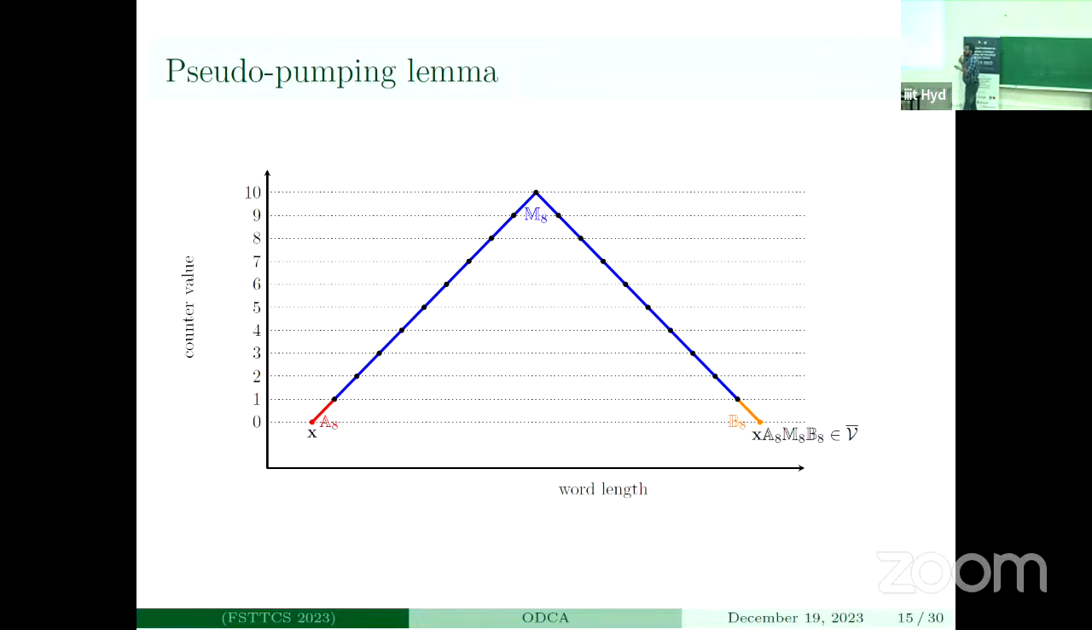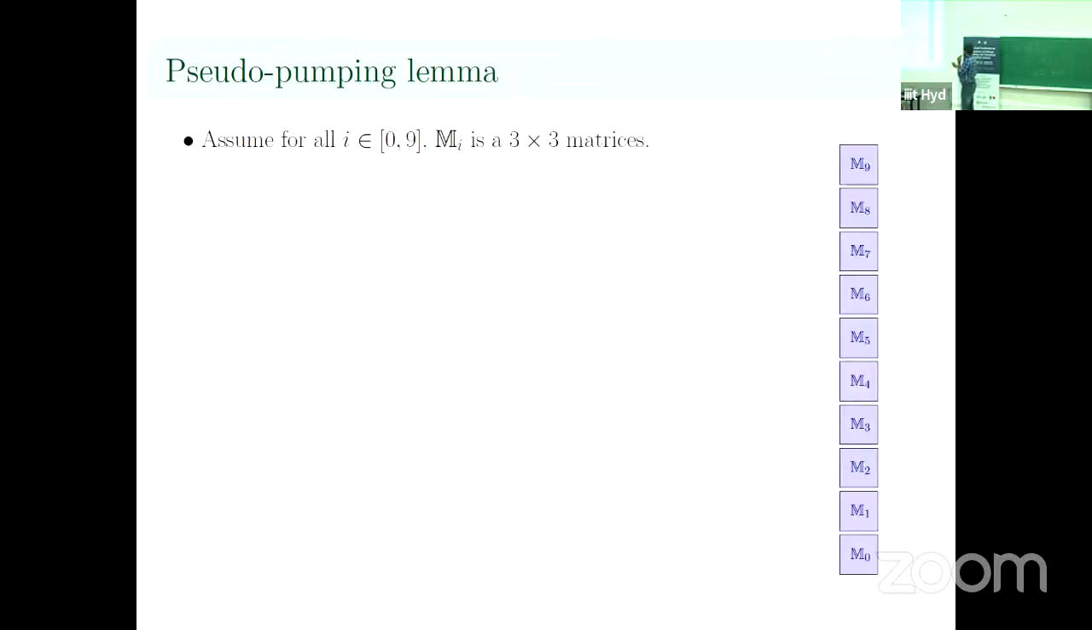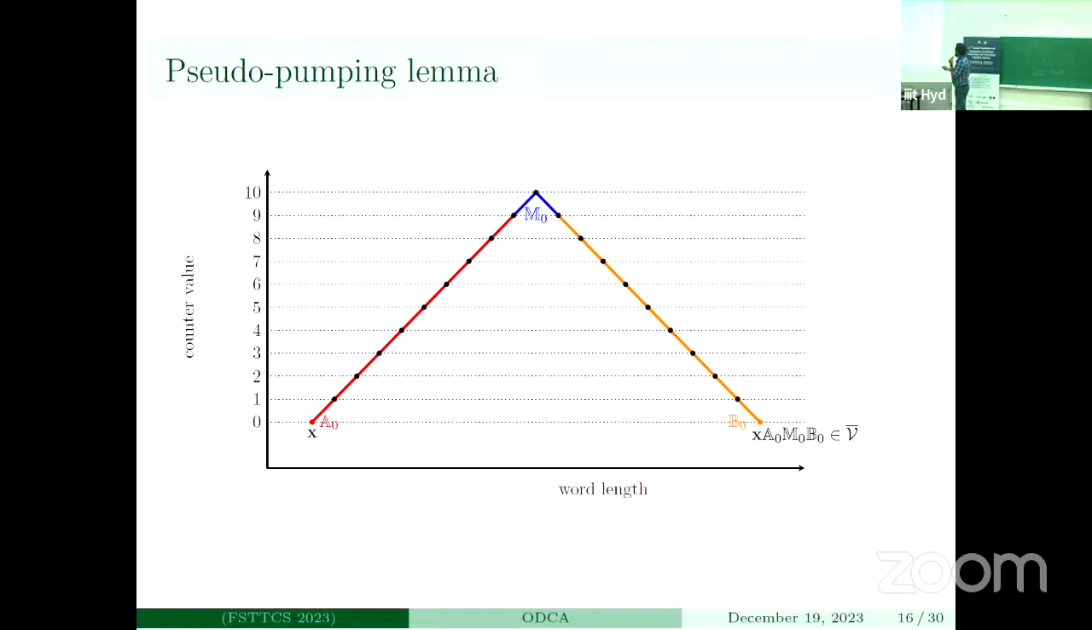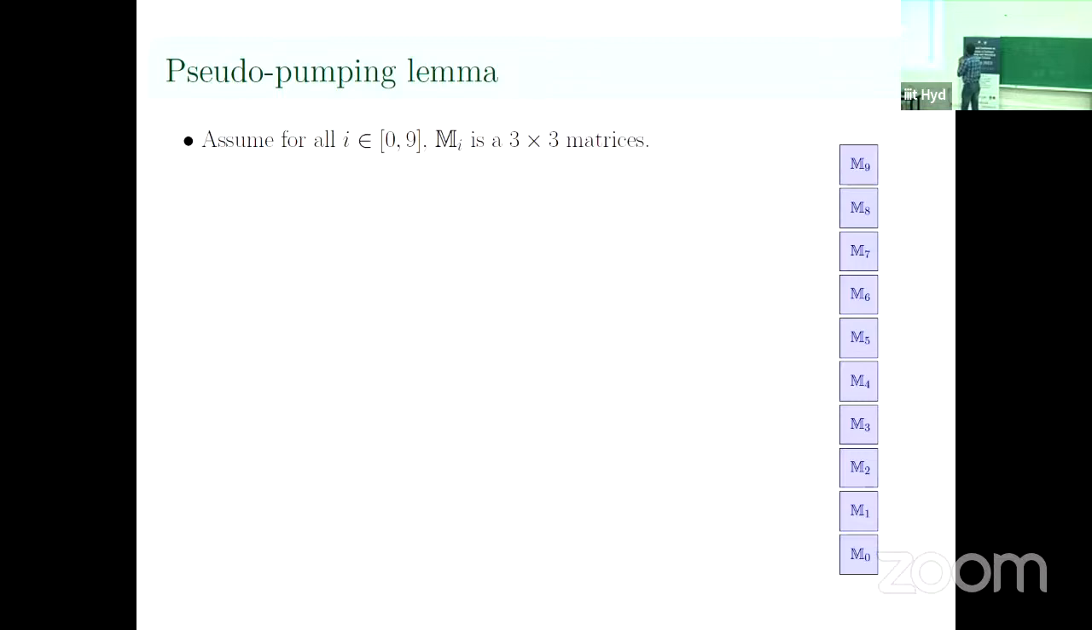So essentially, it's the same multiplication taken in a different order. So I repeatedly do this. I have A7 here: X times A7 times M7 times B7 is in V bar. X A6 M6 B6 is in V bar, and so on and so forth. And I get that X A0 M0 B0 is in V bar. So now what I do is list these matrices M0 to M9 here.